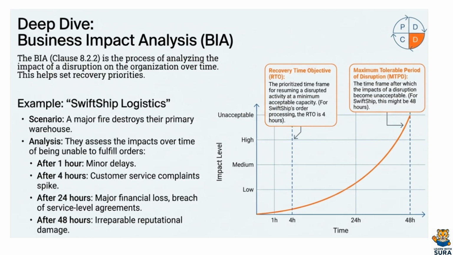Recovery Time Objective (RTO) is the prioritized time frame for resuming a disrupted activity at a minimum acceptable capacity. RTO is 4 hours here, so Swift Ship Logistics shall aim to recover within 4 hours. Maximum Tolerable Period of Disruption (MTPD) is the time frame after which the impact of disruption becomes unacceptable to the business. MTPD is 48 hours here. Otherwise, Swift Ship Logistics ends up with irreparable reputational damage.